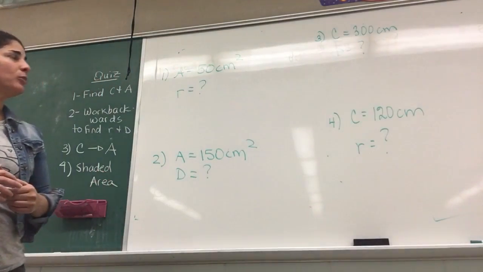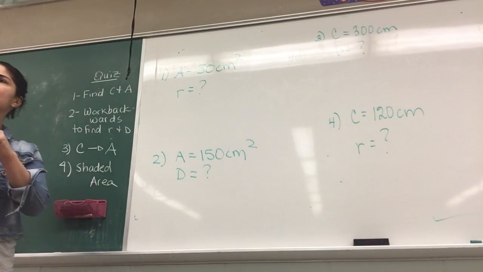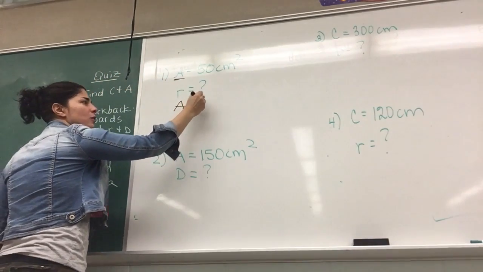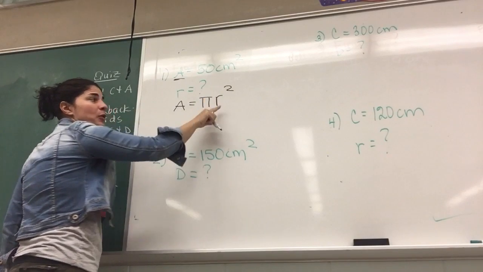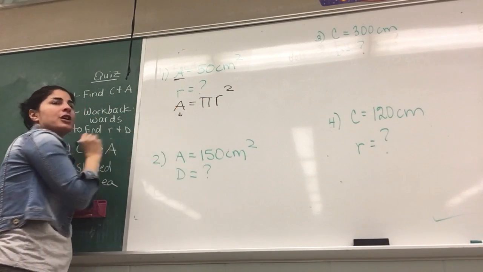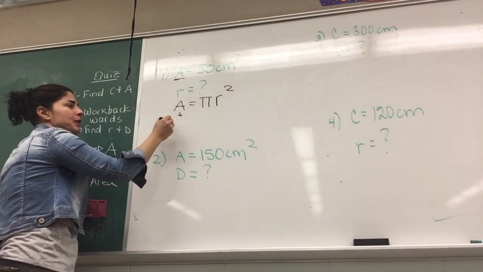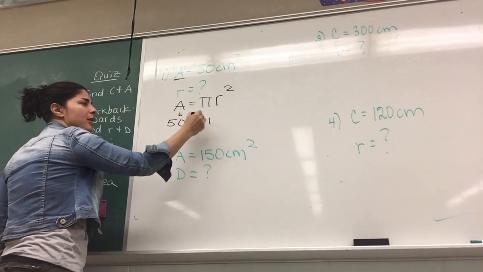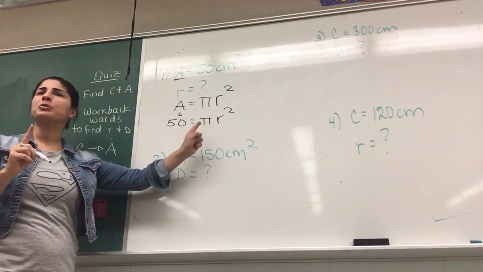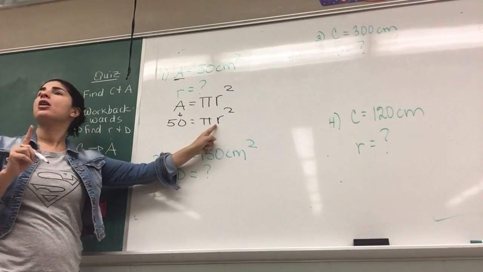Okay, so this is a little more difficult because we have to work backwards. So watch, I'm still going to write the formula of the area. Area equals pi r squared. But rather than giving you the radius, I'm giving you the information of the area. So I'm going to plug in 50 here equals pi r squared. I want to find radius by itself. So the objective is to get r all by itself.